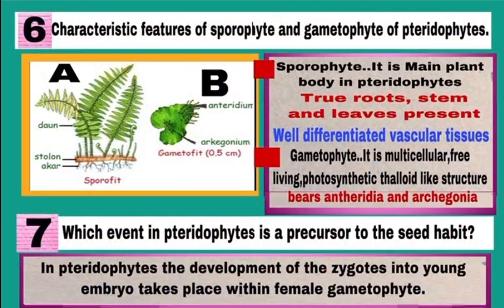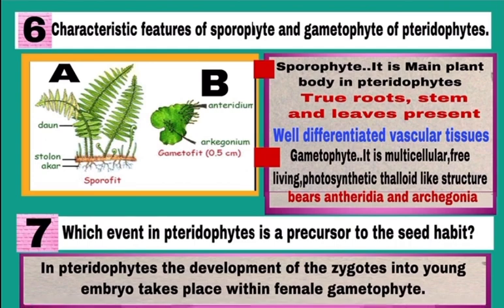Question number 6. Write the characteristic features of sporophyte and gametophyte of pteridophytes. See diagram A. It is sporophyte. It is a main plant body of pteridophytes and it is a diploid stage. True roots, stems and leaves are present. Well differentiated vascular tissue means xylem and phloem are also present. And note important point, they are the first terrestrial plant having vascular tissue.